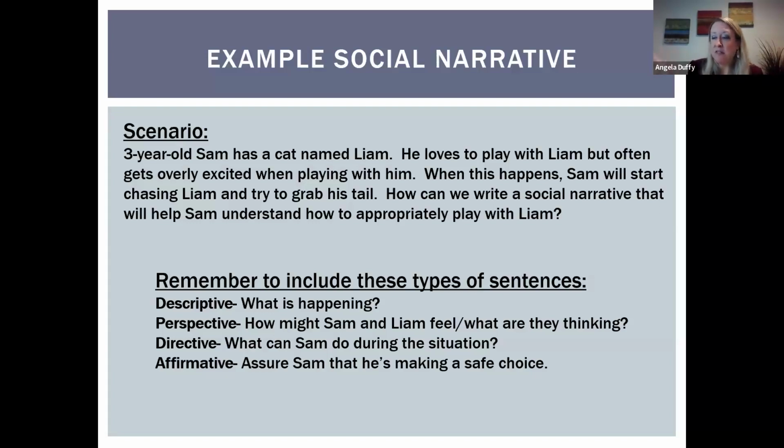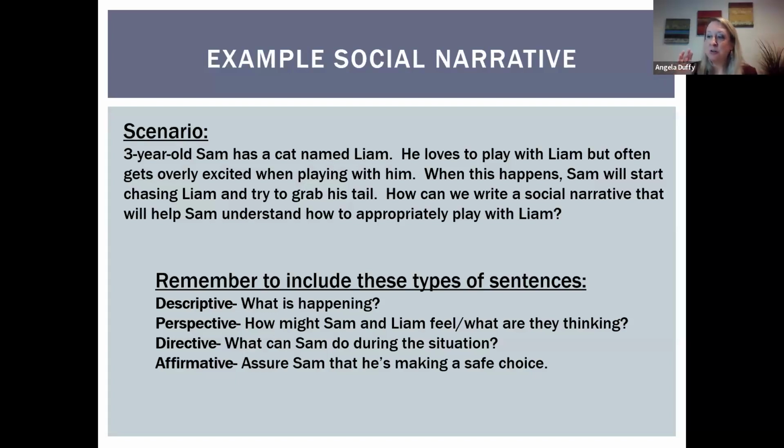But my example, and this was real, like I had a parent come to me and they said that their 3-year-old child, they have a cat named Liam, and Sam loves to play with Liam, but Sam often gets excited when he plays with Liam, the cat. And when this happens, Sam will start chasing Liam and try to grab the cat's tail. How can we write a social narrative that will help Sam understand how to appropriately play with Liam?